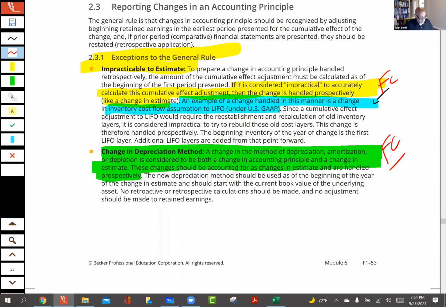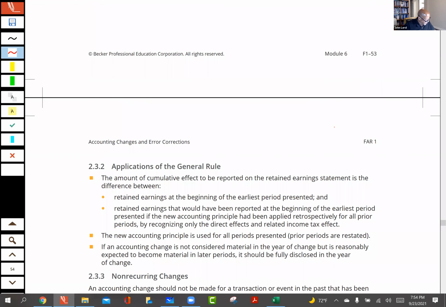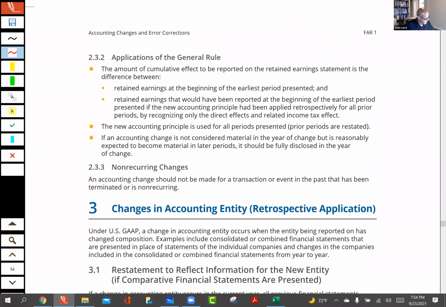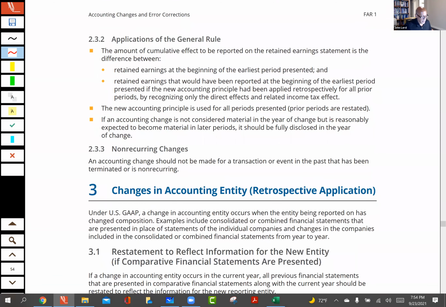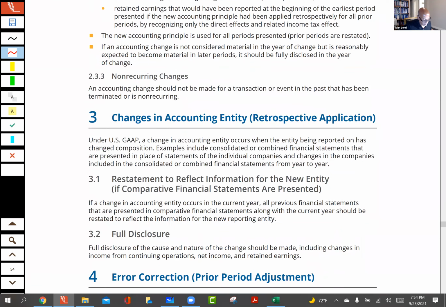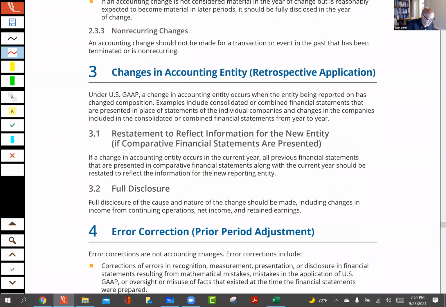Okay, changes in accounting entity. I want to wrap up the changes part here so that this module is clear for you to jump in and start doing homework. I'm hoping we don't go over, but I'm worried that if I don't finish it tonight, then you can't really have a chance to feel comfortable about module 6. So I want to go ahead and wrap this up.